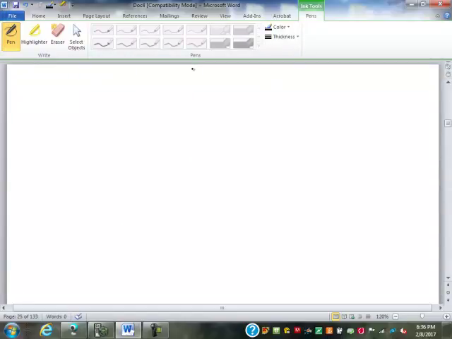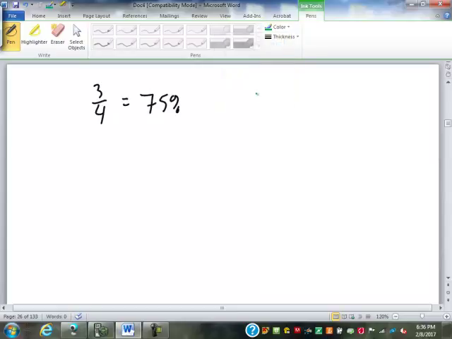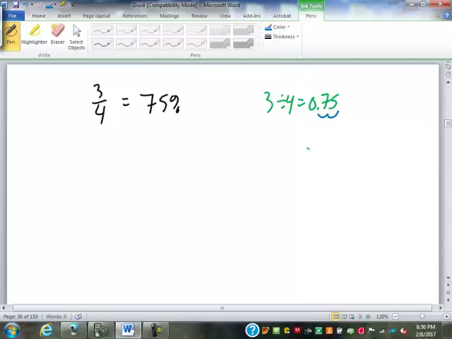So let's go from a fraction back into a percent. We're going to start with one that most of you will know. 3/4 is what percent? 75. Now, if you didn't know that, there's a couple of ways we could have gone about finding it. We could have turned 3/4 into a decimal. We could have done 3 divided by 4 is 0.75, and then move the decimal point over to make it 75%.